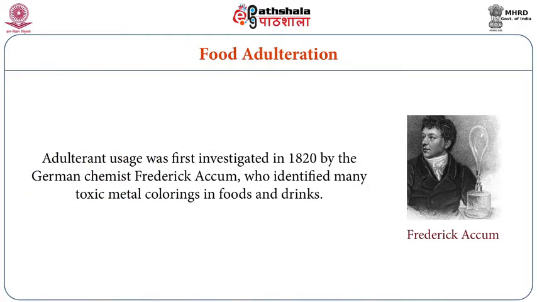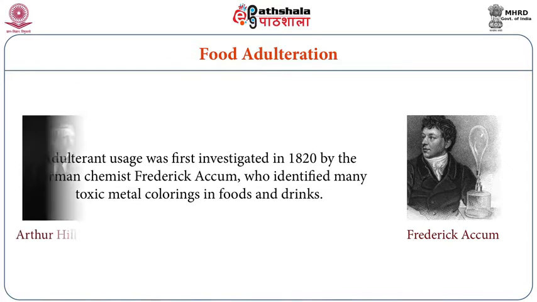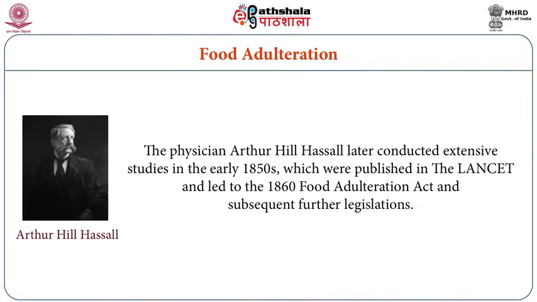Food adulteration was first investigated by a German chemist named Frederick Accum. In 1820, he found some toxic metals in different foods and beverages. After that, Arthur Hassall, a scientist, further extended the studies on how to identify this and what legal measures we have to take for that particular food. All those things he documented.